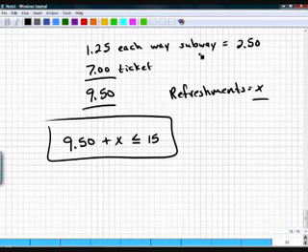$9.50 on everything, movie tickets and the subway ride, X dollars on refreshments. The amount of money that she spends has to be less than or equal to $15. She can't spend over 15, right? So that's the reason we use less than or equal to 15. Any questions?